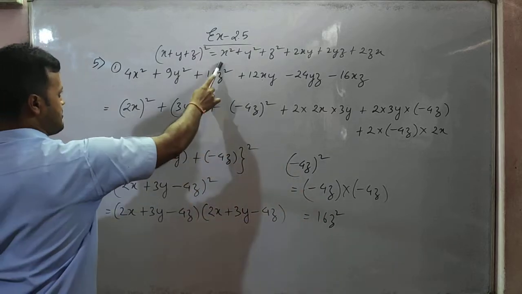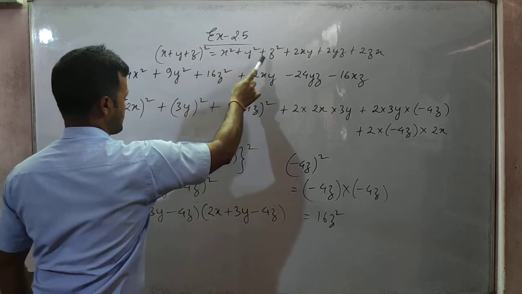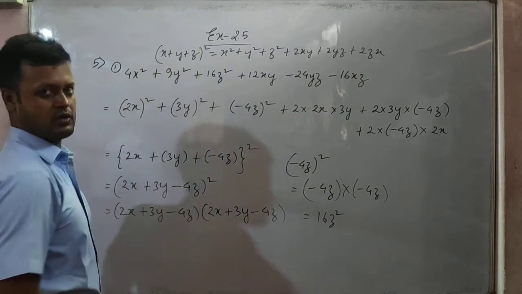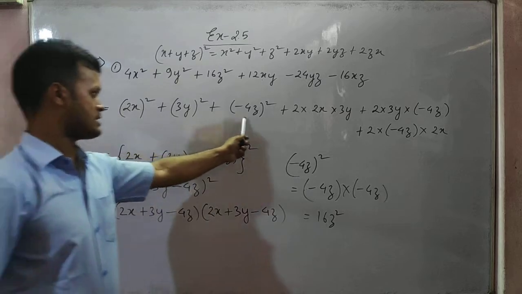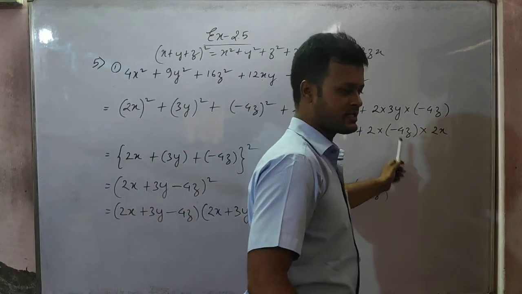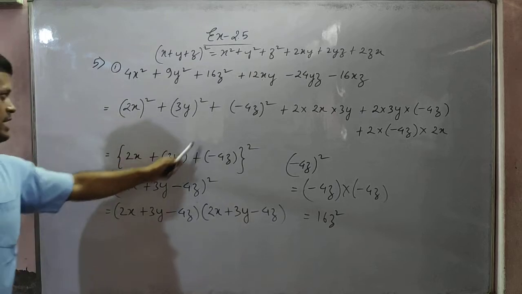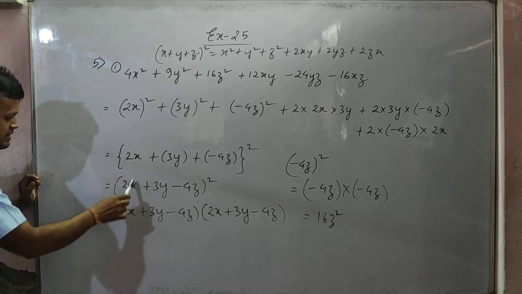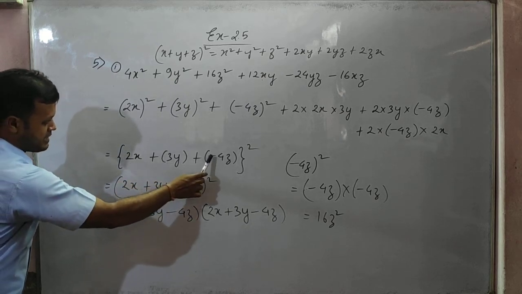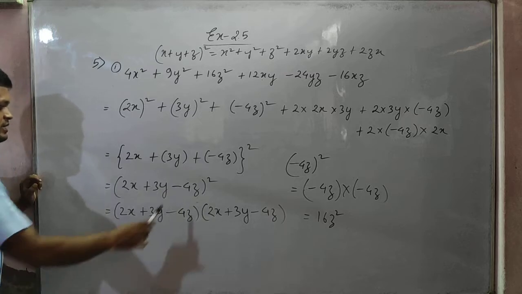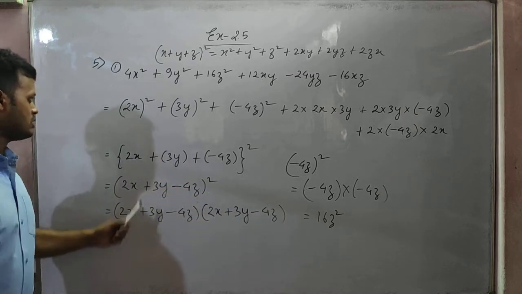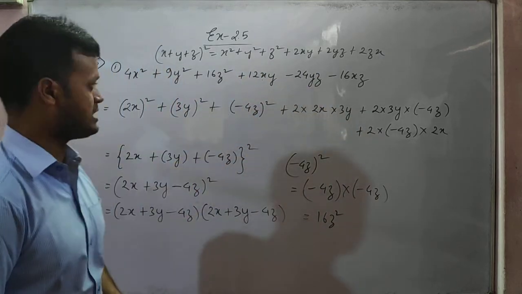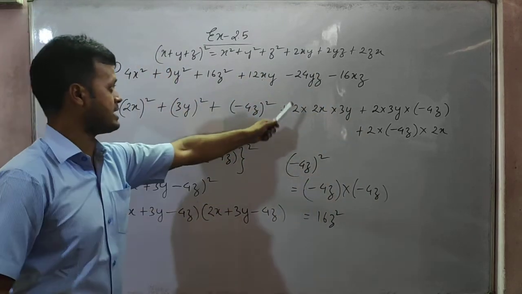See, x square plus y square plus z square plus 2xy plus 2yz plus 2zx is equal to x plus y plus z whole square, isn't it? So x square plus y square plus z square plus 2xy plus 2yz plus 2zx will become x plus y plus z whole square. So inside the bracket I will write 2x, then I will write plus 3y, then this bracket I will open, minus plus it will become minus 4z. So this will be whole square. Understood? Now you see, students, simply if you write, it must match.